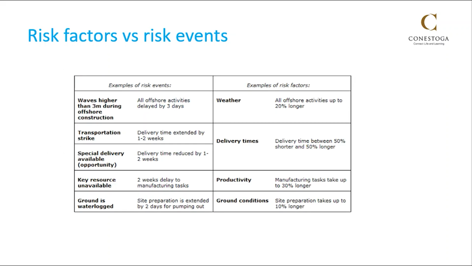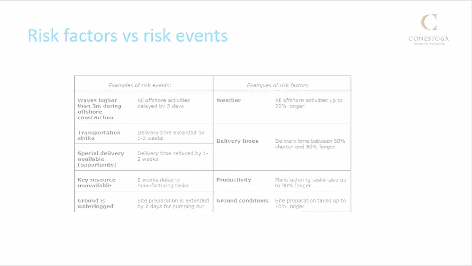Here you see the differences between risk events and risk factors. For instance, if you look at this first one, waves higher than 3 meters during offshore construction. All offshore activities delayed by 3 days. This is a specific event. You could also apply the same risk in the form of a risk factor. You can create a weather factor and that says all offshore activities up to 20% longer. So let's see how we can create this in Primavera Risk Analysis.